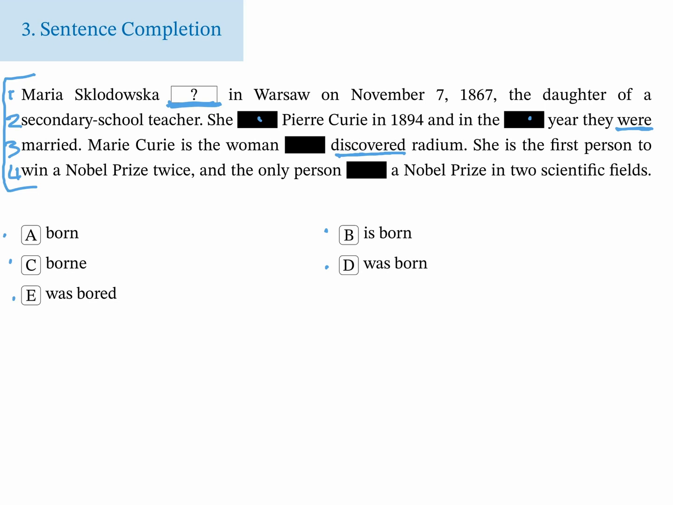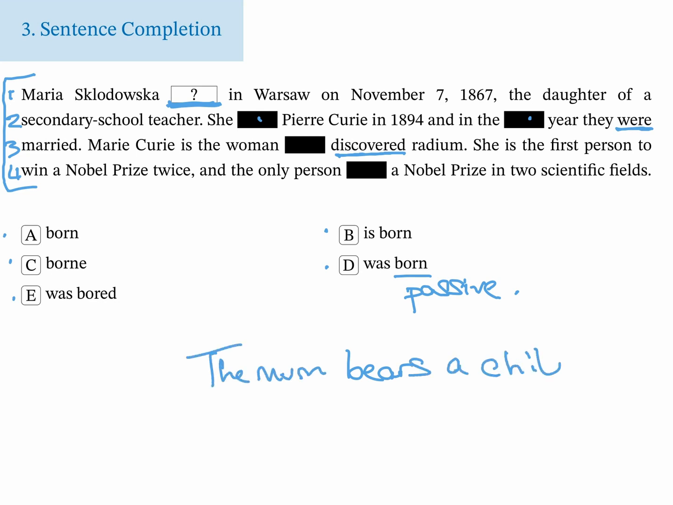Now, this verb, born, this verb is in fact passive. So bear, the active, is what the mother does. So you can say, for example, like the mum bears a child. It's kind of a very old-fashioned way to say give birth to. So we're not saying that she gave birth, we're saying that her mother gave birth to her, so we use this form passive. She was born.